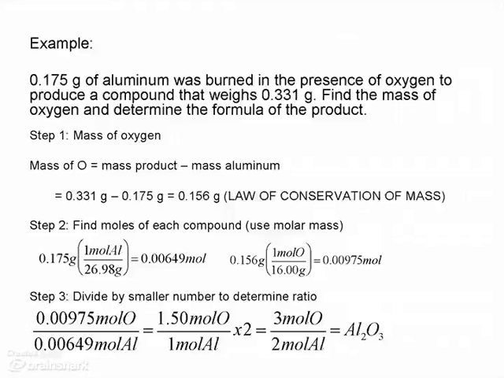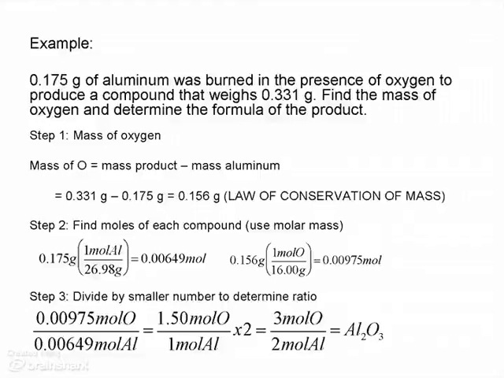First we want to convert to moles of aluminum, and we can convert 0.175 grams to the number of moles using the molar mass, which is 26.98 grams per mole, and we get 0.00649 moles of aluminum. Now we can do the same thing with oxygen. We start with 0.156 grams of oxygen. We know that there are 16 grams per mole for oxygen, and then we get 0.00975 moles of oxygen.